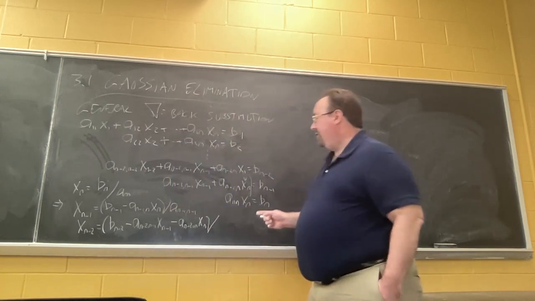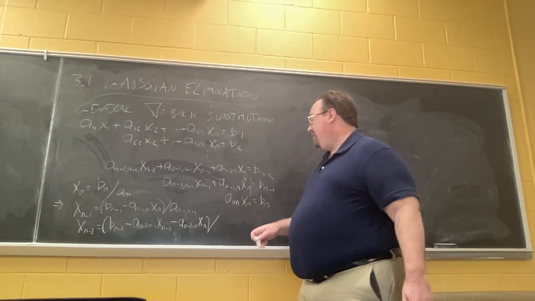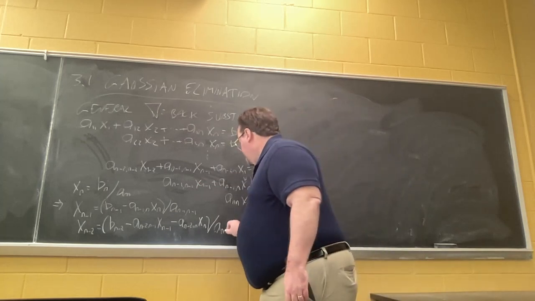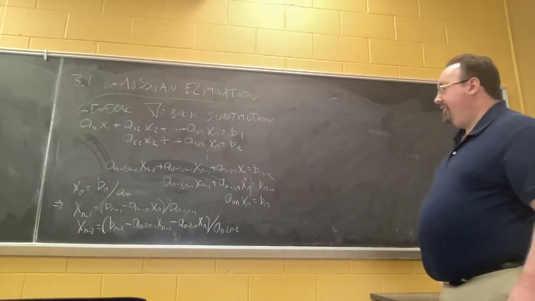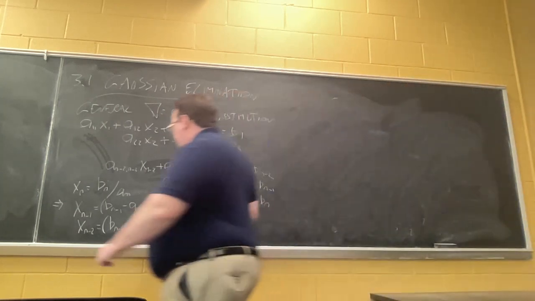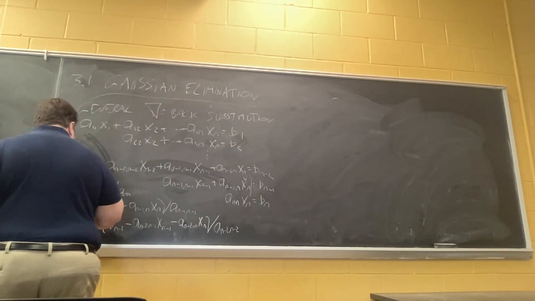And then once you finish subtracting terms off, you're always dividing by the diagonal entry. So a, n minus 2, n minus 2. So all those must be non-zero. And that will continue until all the unknowns are found.